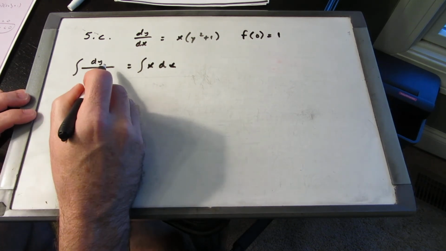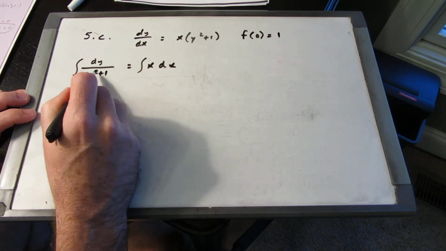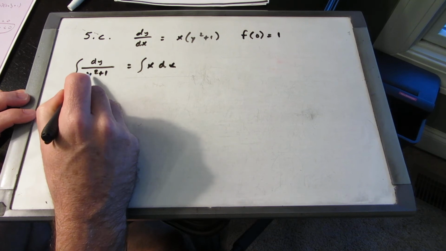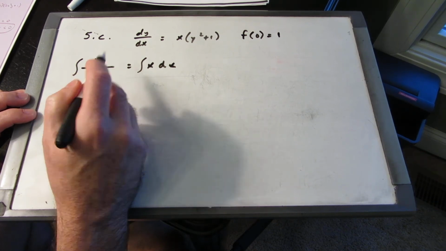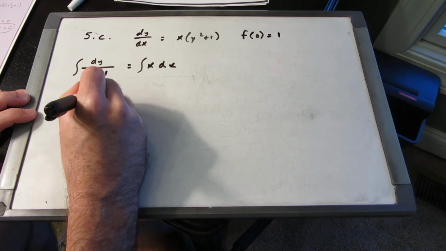Okay, so this one's a little tough. You have to recognize that's inverse tangent. Remember, it's 1 over the variable squared plus 1. That's inverse tangent of y.